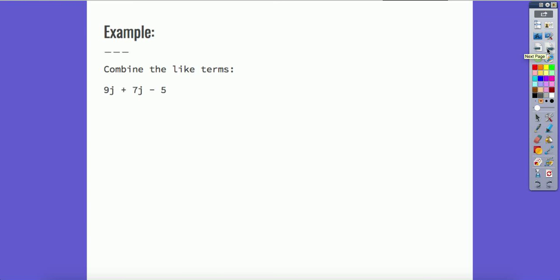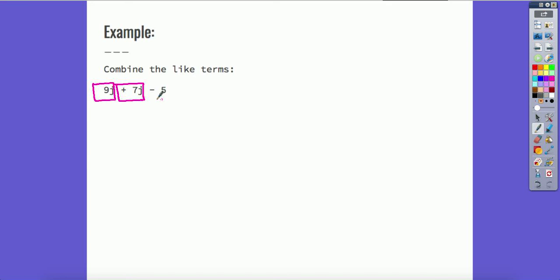Okay, so again, I'm going to start with my variables. I start and I go term by term. So 9j, yep, sure enough, that does have a variable. Okay, I've got 9j. I look at my second term. Oh, plus 7j. I've got another one. So what I'm doing here is I'm putting a box around the operation also because that's going to tell me what I need to do with those terms.